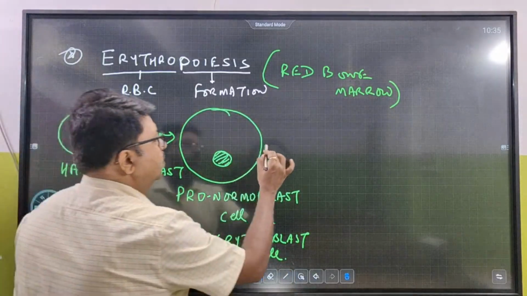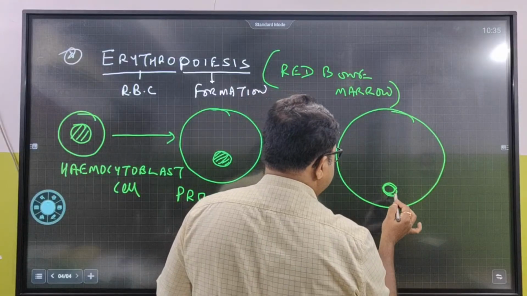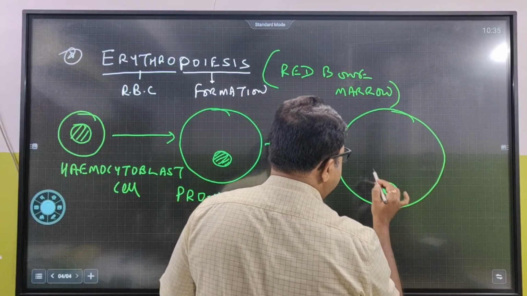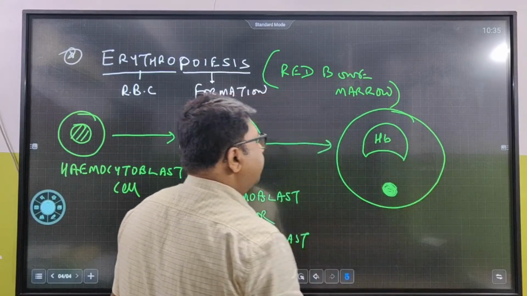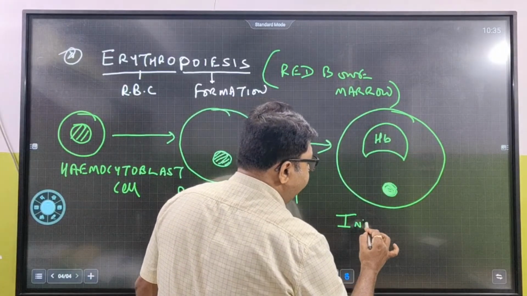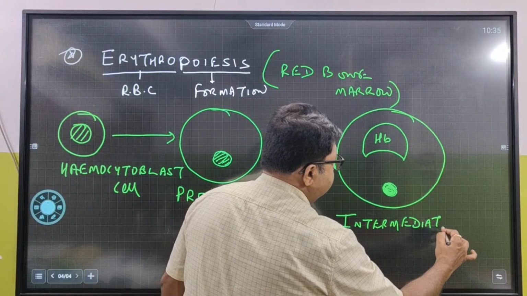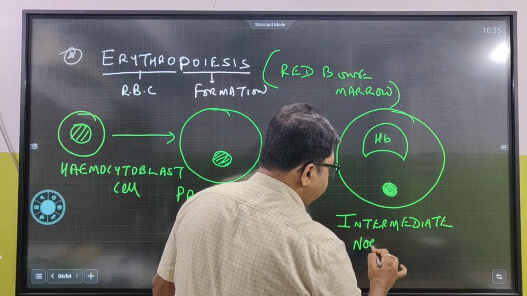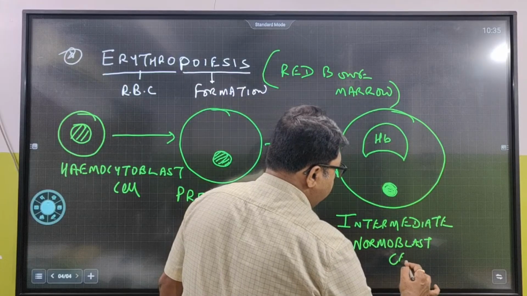Okay? Now, this cell size further increases, the nucleus further diminishes in size, and for the first time, the structure which comes in is hemoglobin. This is a very, very important stage, which we call the intermediate normoblast cell.